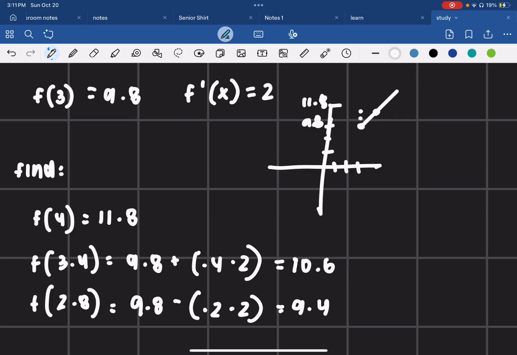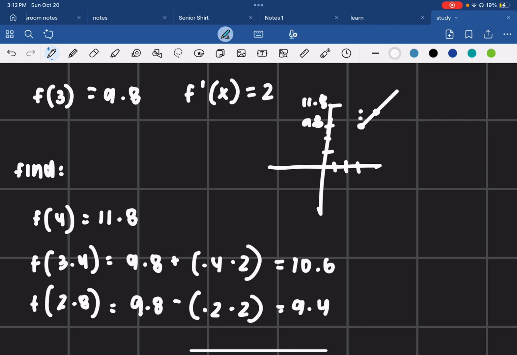Now, this is a little bit more difficult. We are given a value like 3.4 or 2.5 or 2.8. What we're going to want to do is add each component individually. So we have two pieces here: we have f of 3 plus f of 0.4. And that makes it a little bit simpler.